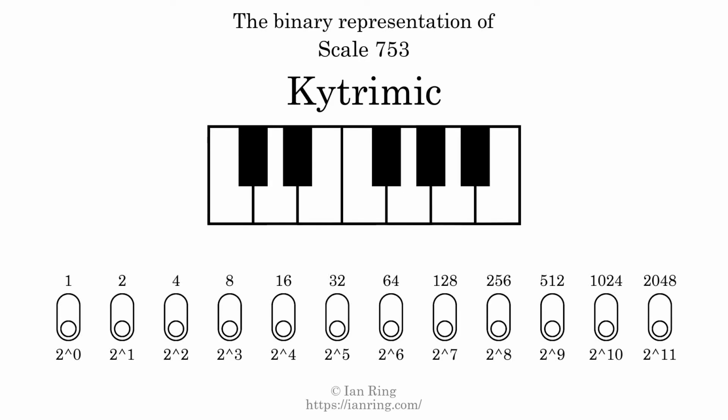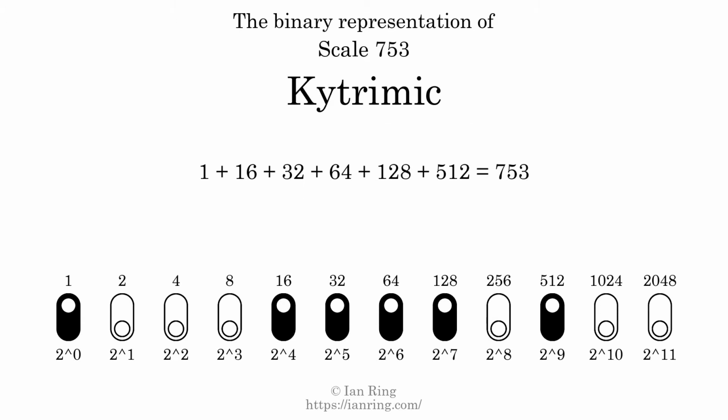The binary representation of this scale is determined by mapping tones of the scale to binary digits. Each binary digit represents a power of 2. To get the scale number, we add the powers of 2 together. The powers of 2 that are present in the scale, all added together, equals 753. That is why the scale number, in decimal, is 753.